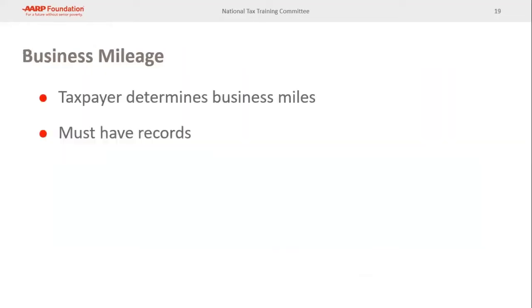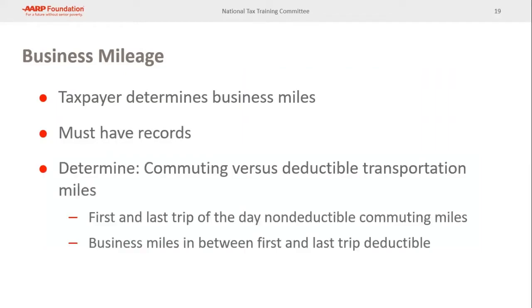The taxpayer must keep records and calculate his business miles. The first and last trip of the day are considered commuting miles and are not deductible. So miles from home to the first place of work and miles from the last place of work to home are excluded from the calculation of business miles.